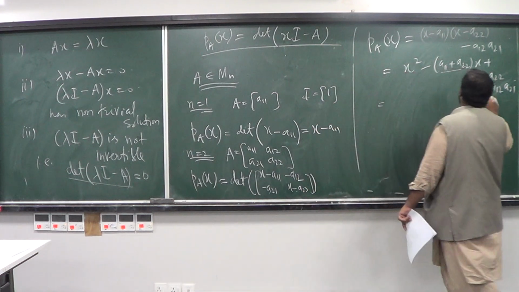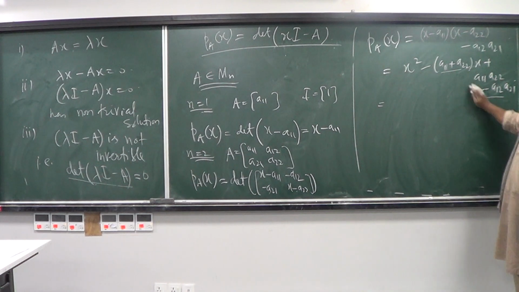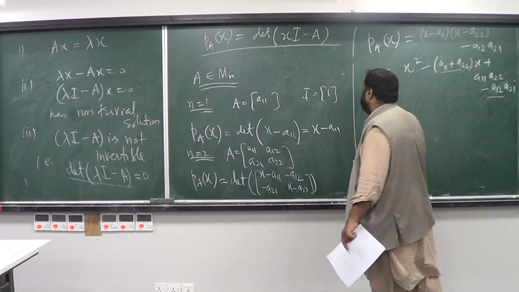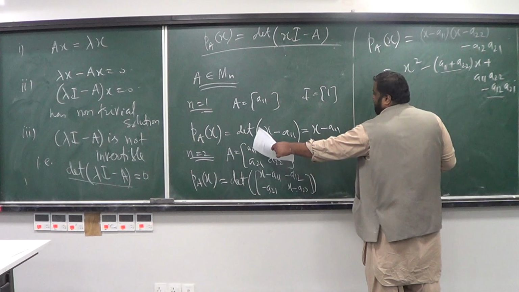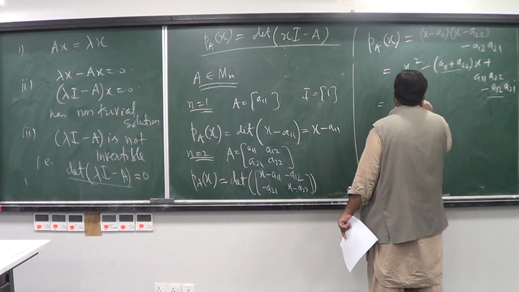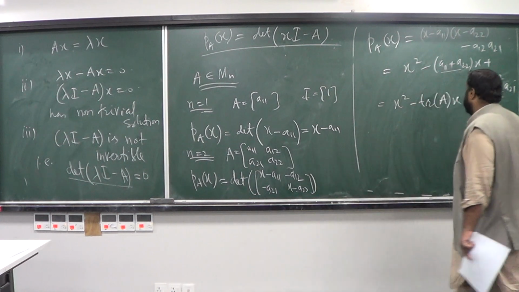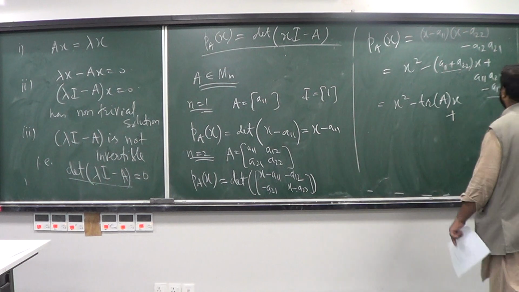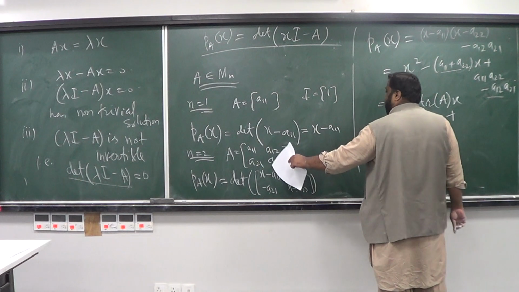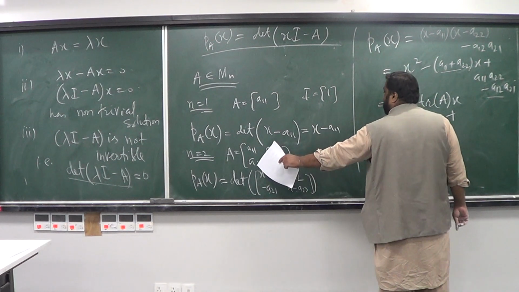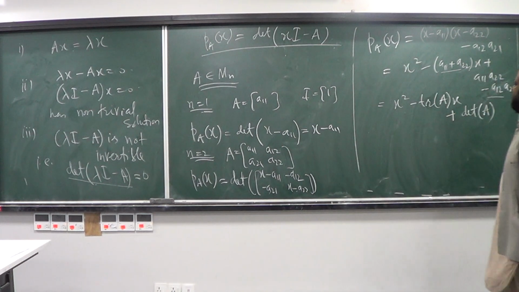Now when you look at these two numbers, do you find any interesting relationship between these two numbers and the matrix A? The answer is there is an interesting relation. This A11 plus A22 is really the trace of the matrix A, and A11 multiplied by A22 minus this difference is really the determinant of the matrix A.